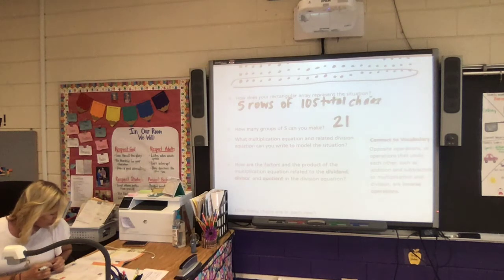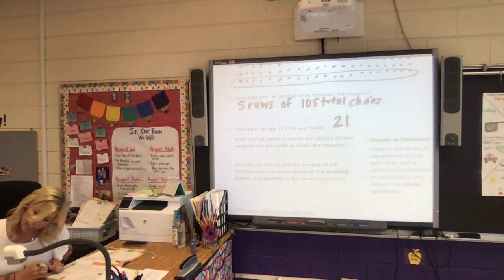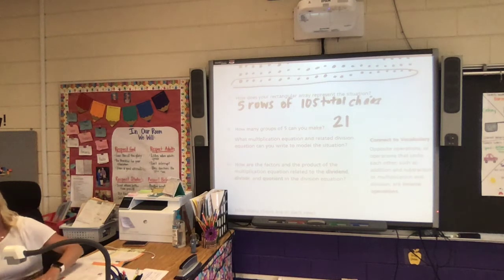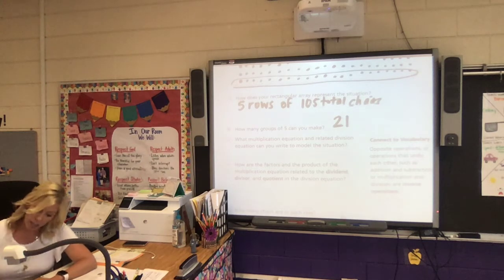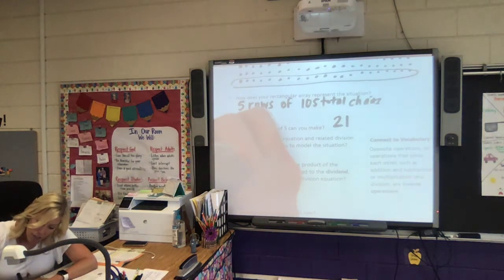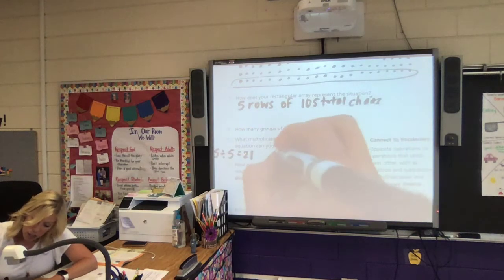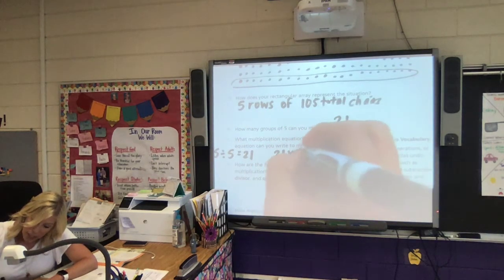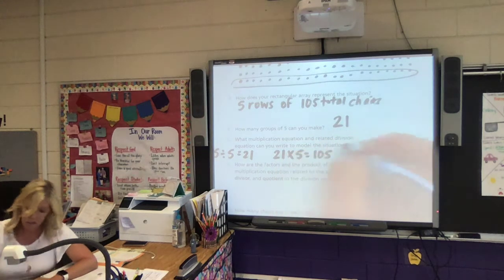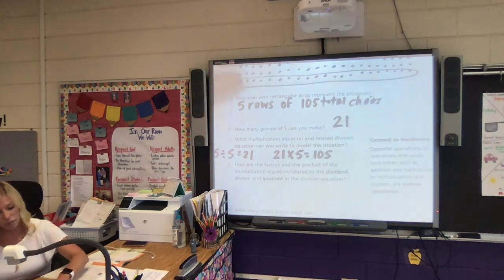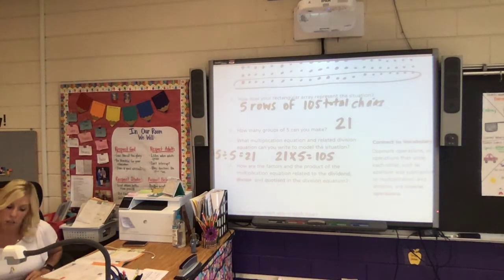All right. What multiplication equation and related division equation can you write? Oh, well, we already did that. 105 divided by 5 is 21. So that tells me 21 times 5 equals 105, because I can add all those up and get those 105.